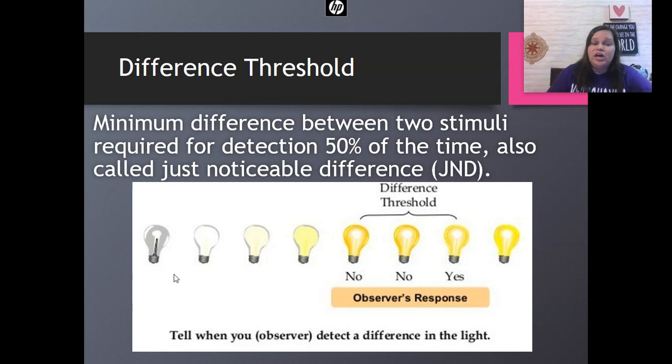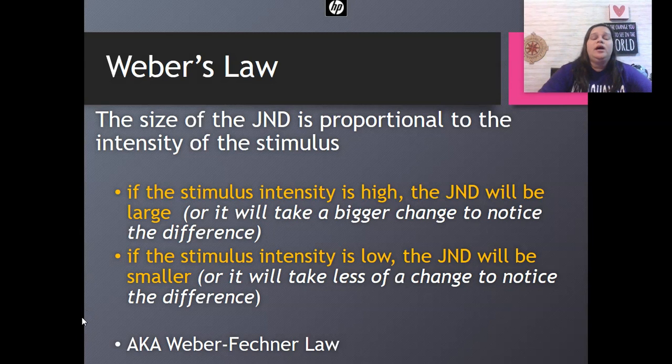Now, it's easy to tell when the light is turned off and then you turn it on, the minimum. But when it's already on, how much does something have to change before you'll notice that there is a difference there? That's the JND, the just noticeable difference.